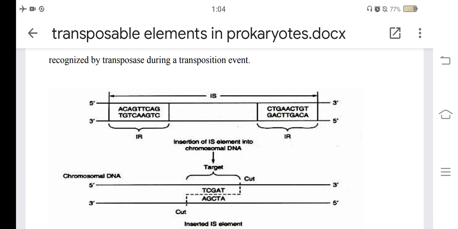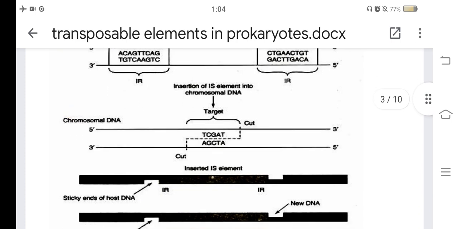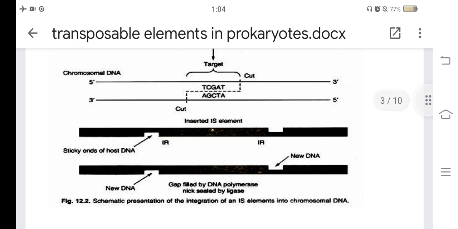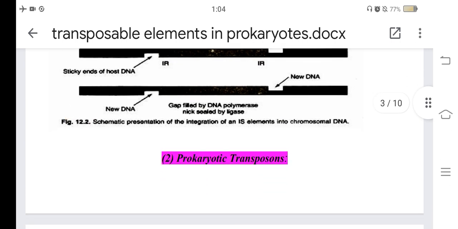So, insertion of an IS element into chromosomal DNA: sticky ends of host DNA, new DNA, gap filled by DNA polymerase, nick sealed by ligase. A schematic representation of the integration of an IS element into chromosomal DNA.